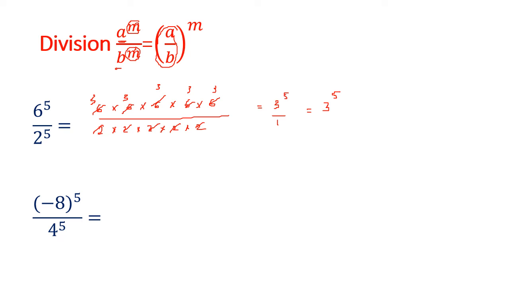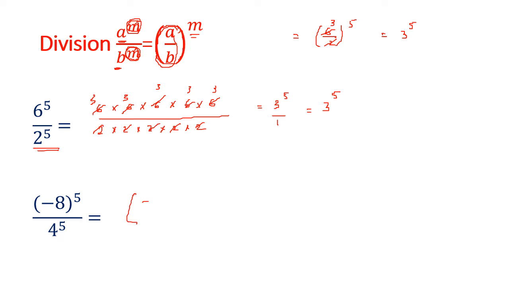Now how can I apply this law? 6 raised to 5 upon 2 raised to 5 can be written as a upon b, that is 6 upon 2 the whole raised to 5. But I know 6 divided by 2 is 3, so I get the answer 3 raised to 5. So this basic rule states that if the power is the same but the bases are not the same, first divide the numbers and then write the power.